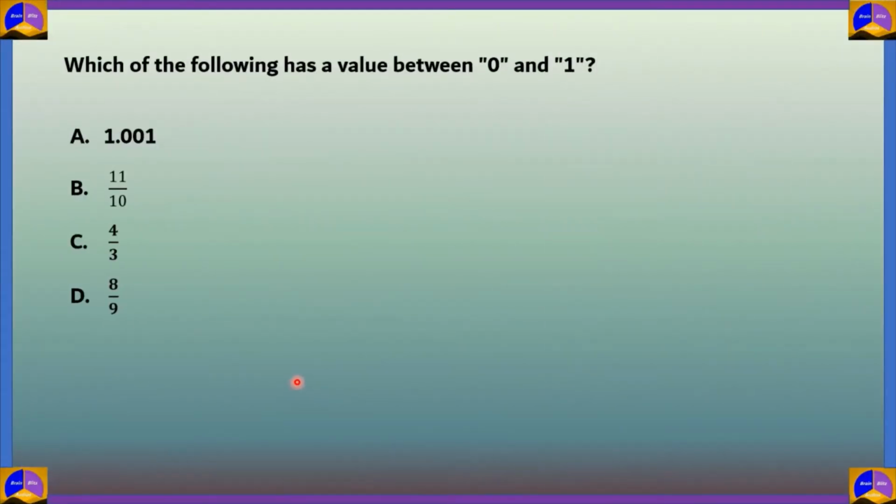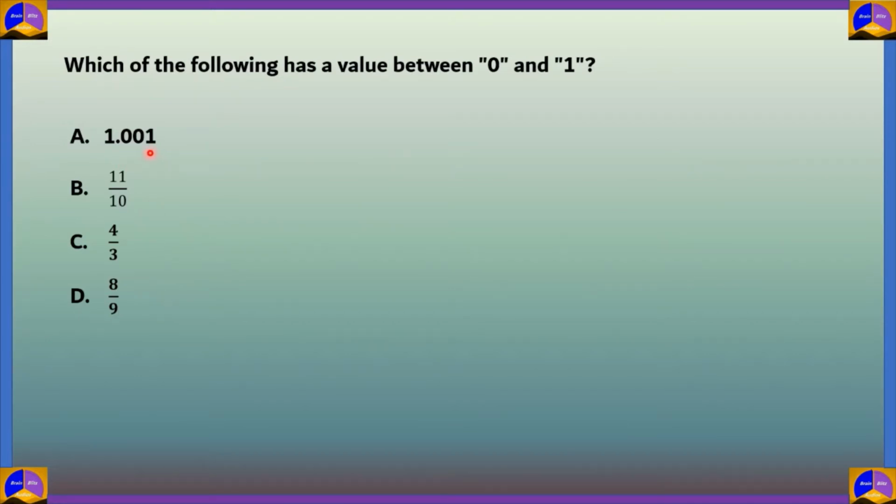Question number 1. Which of the following has a value between 0 and 1? Option A, 1.001, B, 11 by 10, C, 4 by 3, and D, 8 by 9. Let's look at each of these options.